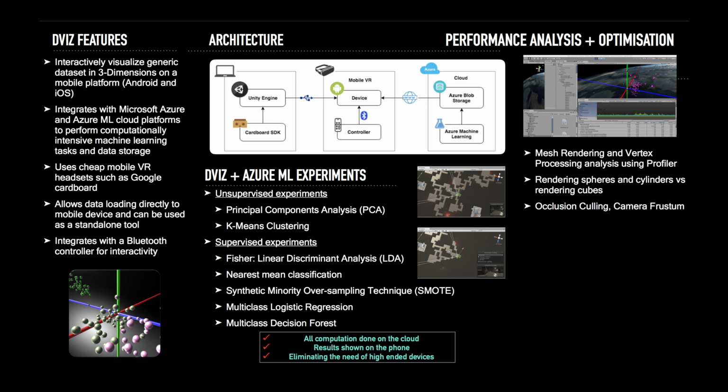Although it seems to be very easy, even showing a lot of spheres as data points is difficult because of the number of vertices present, and it becomes a very GPU intensive task. So I've used the Profiler in Unity to make the application a bit faster, and I've done occlusion culling and changed the camera frustum to increase the performance in general.